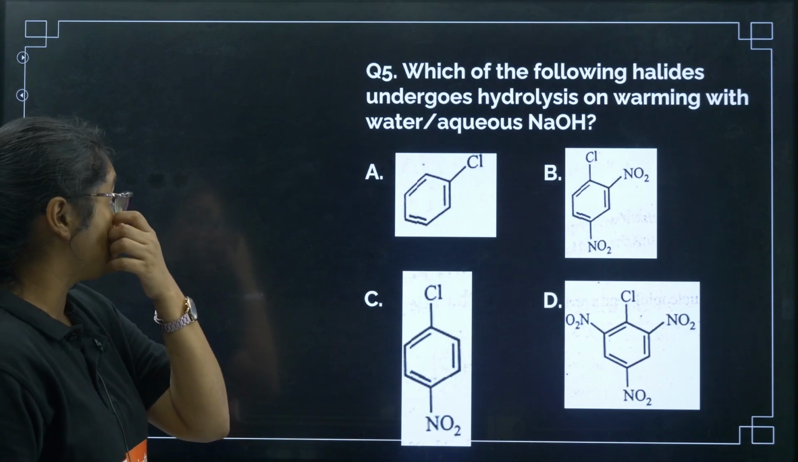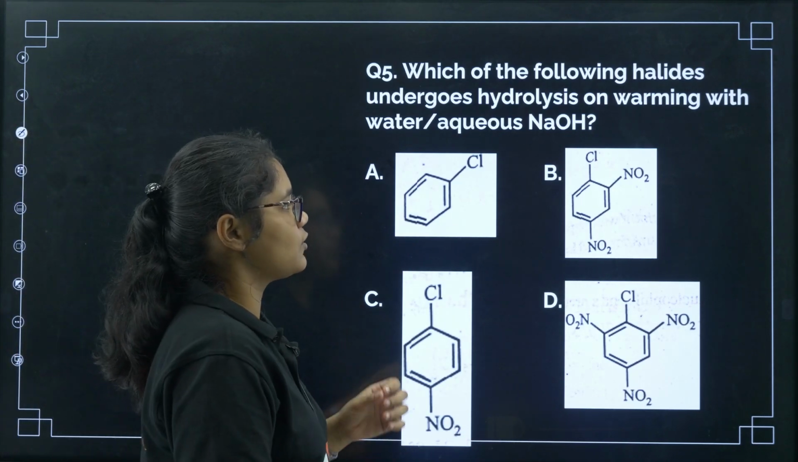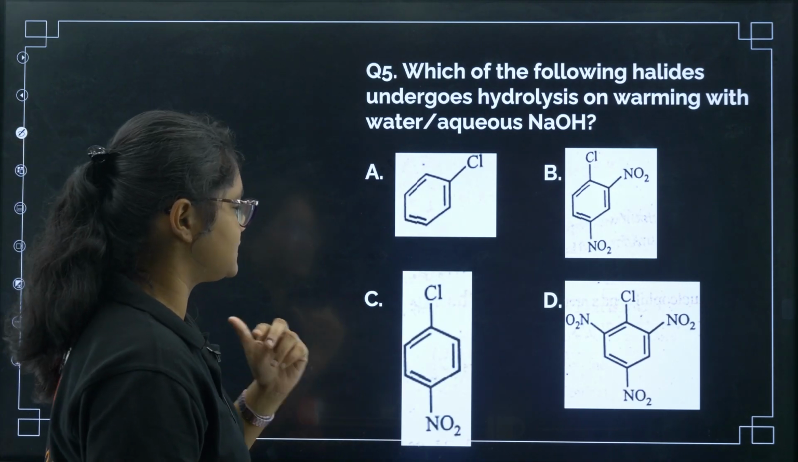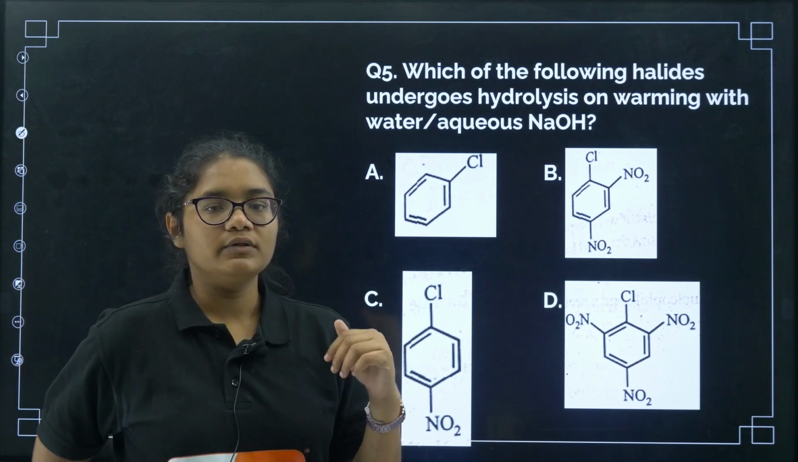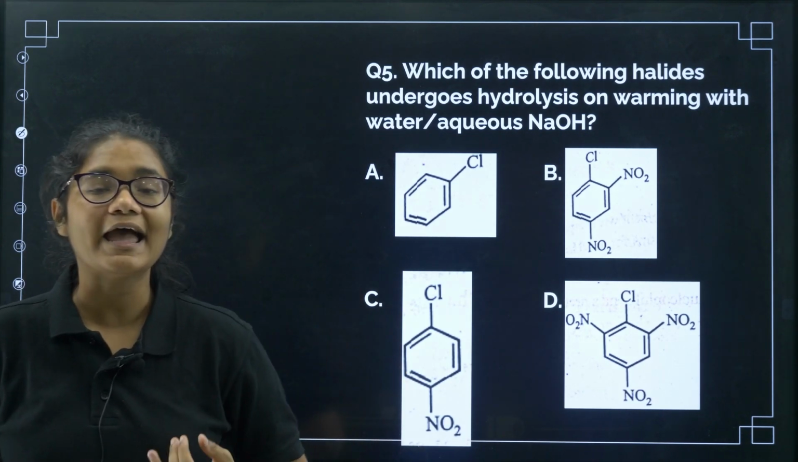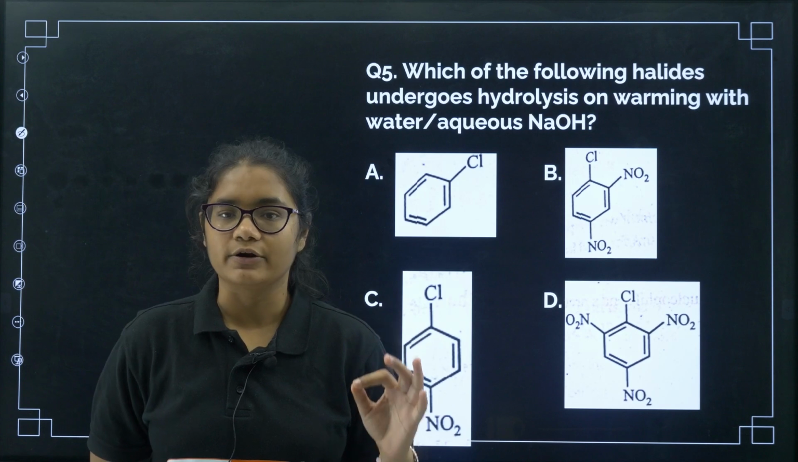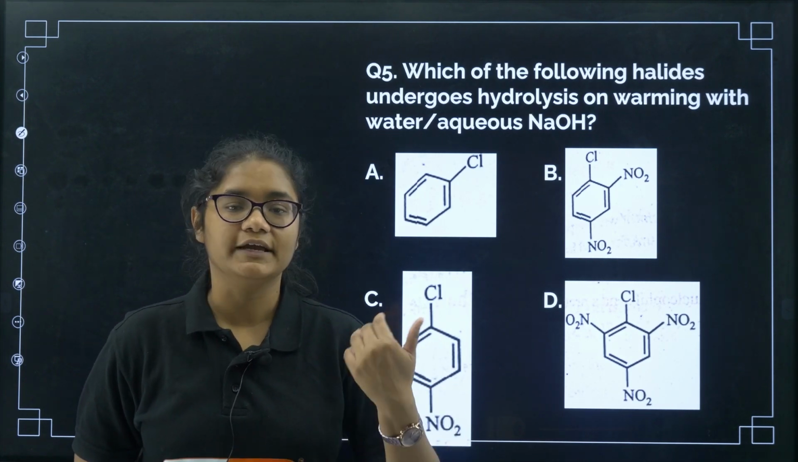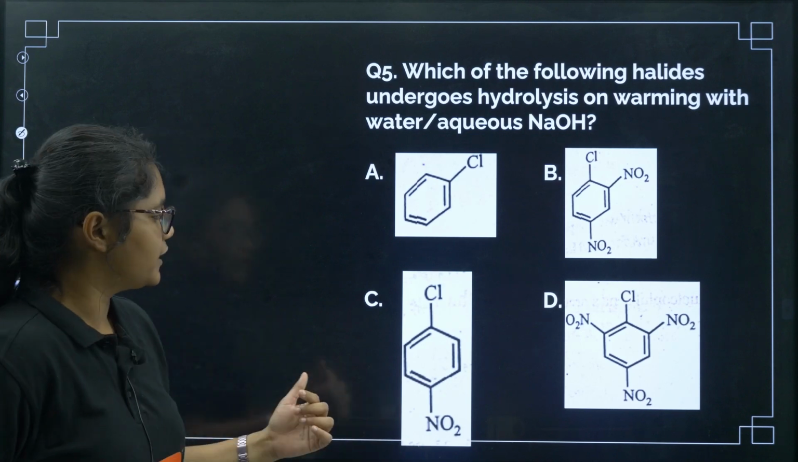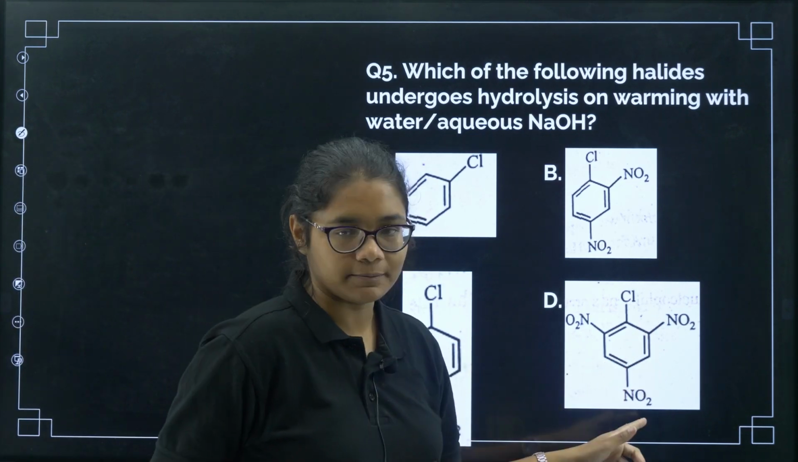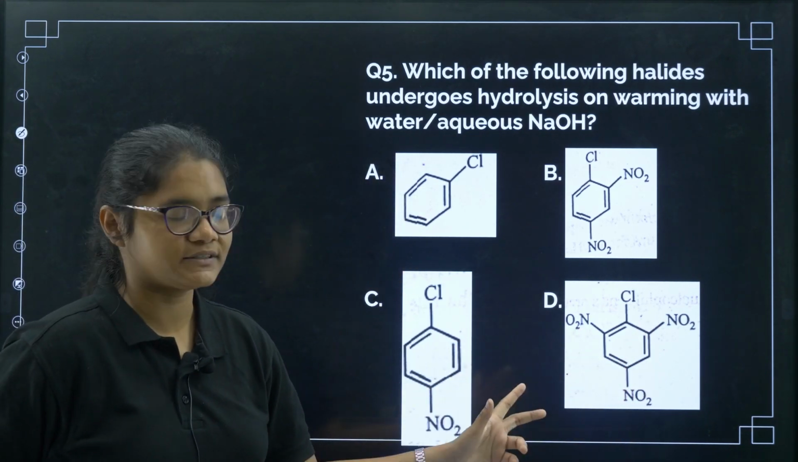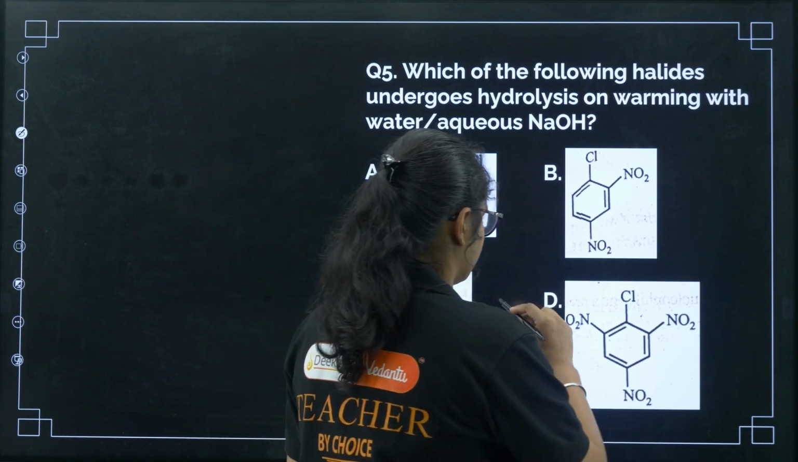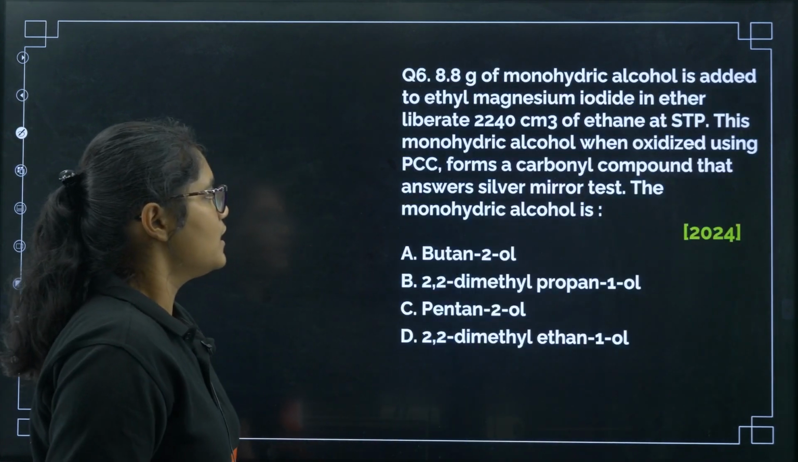Next, which of the following halides undergo hydrolysis on warming with water and aqueous NaOH? Here we know that haloarenes do not undergo hydrolysis easily, but if you give more electron withdrawing groups, the reaction can happen. So here you can see there are 3 NO2 groups present, 3 electron withdrawing groups, so definitely this one will be the one which is reacting.